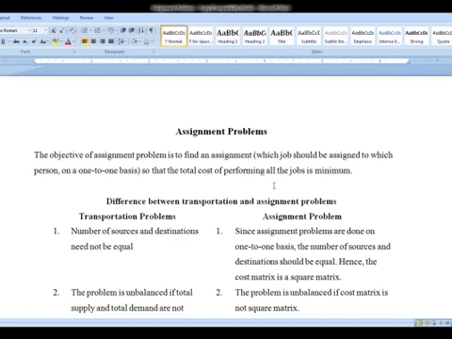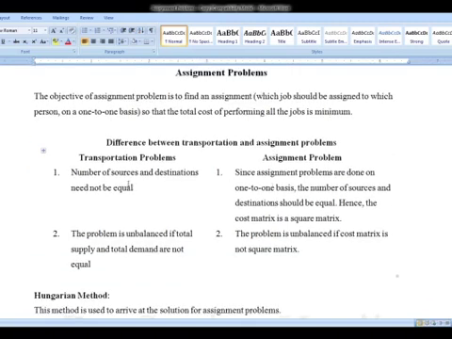Now, assignment problems and transportation problems are both in matrix form, but what is the difference between a transportation problem and an assignment problem? We'll understand. In a transportation problem, the number of sources and destinations need not be equal. In the sense, the matrix need not be a square matrix. But here, since assignment problems are done on a one-to-one basis, the number of sources and destinations should be equal. Hence, the cost matrix, also called the loss matrix, is a square matrix.